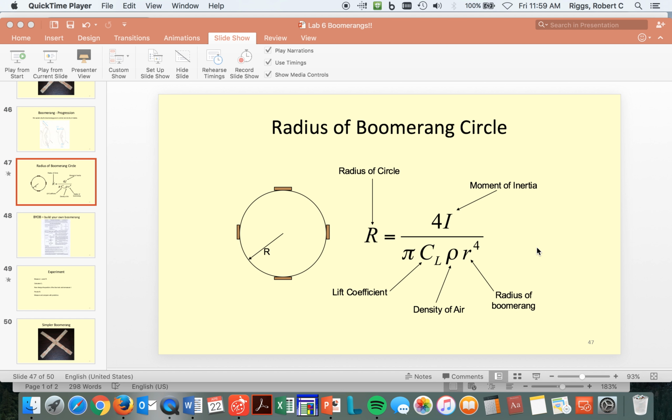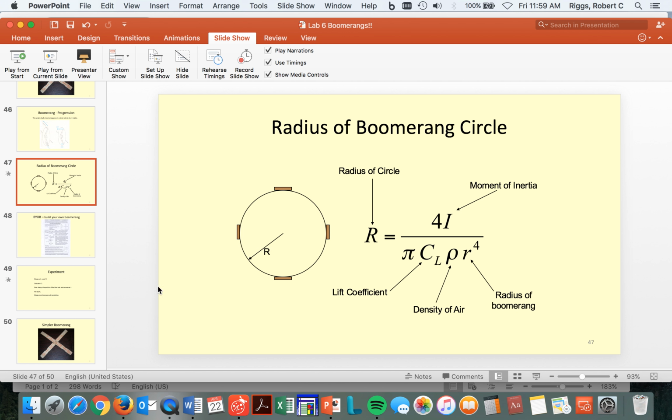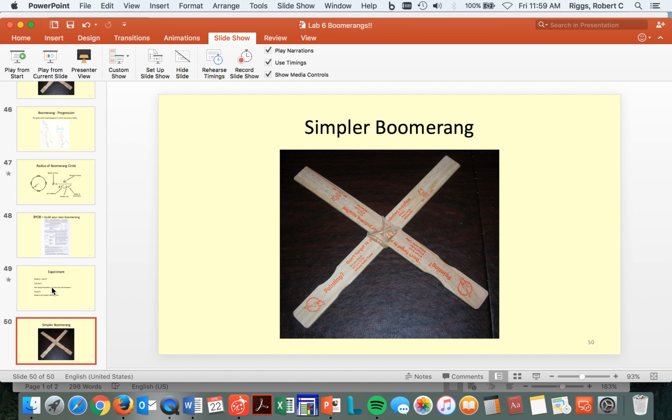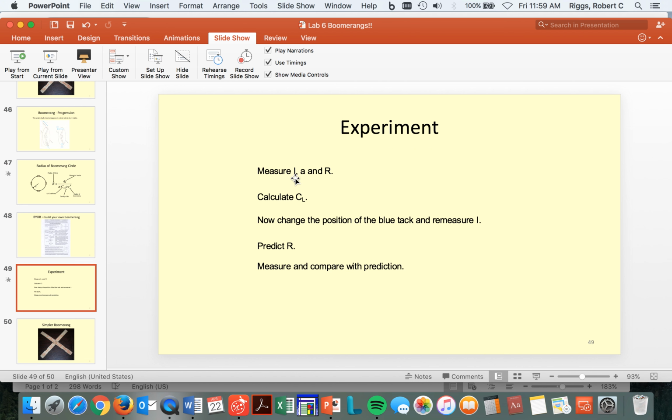And from the soccer videos, you saw that there is a Magnus force which pushes the ball. Here's what your experiment looks like, and we'll get to this slide in a minute. This is very busy. This is not your build-your-own boomerang. Here's a boomerang you can build if you want, but I prefer just this one. So we're going to measure I, A, and R, the area, and then we're going to calculate CL.